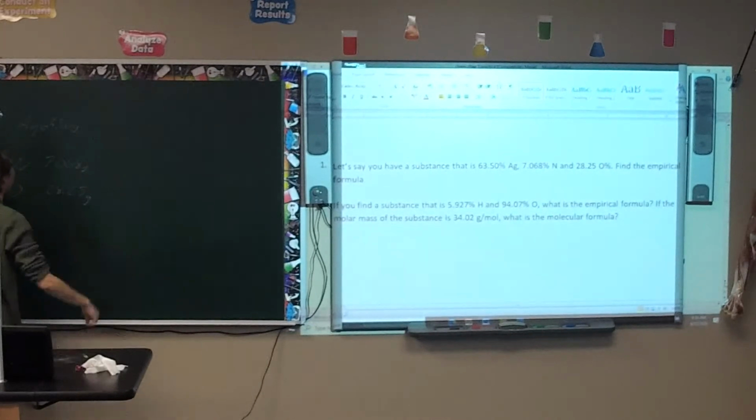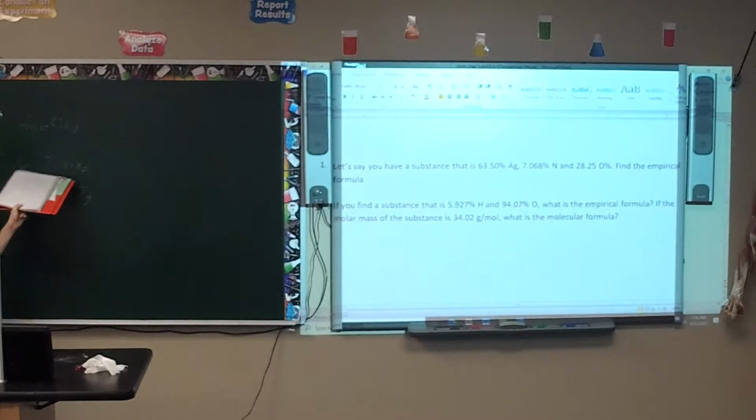Alright, so this substance is made up of 63.5% silver, 7.068% nitrogen, and 28.25% oxygen. You automatically assume that there's 100 grams of a substance, so it drops the percent and converts to grams. Alright, I need to know the mole amount. So how do I find moles if I'm given grams? You look on your periodic table. I will tell you what it is on the test if you need this. So silver weighs how much according to the periodic table?